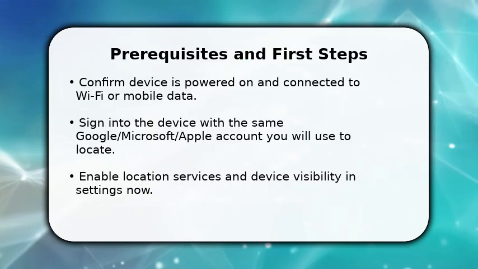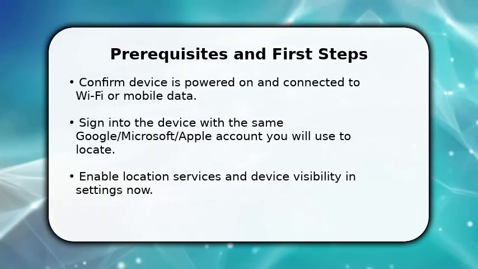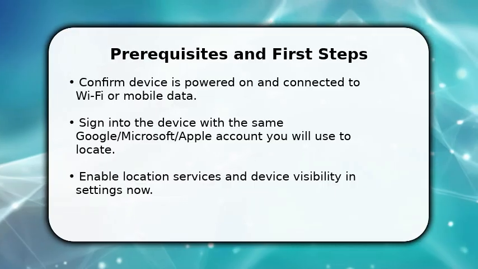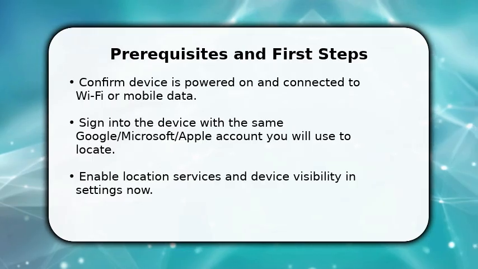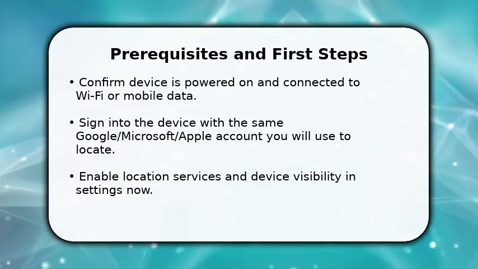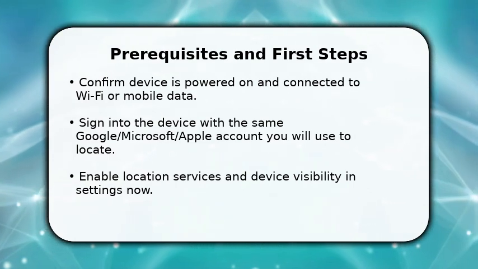Next, sign into the same account you'll use to find the device, Google, Apple, or Microsoft, because the service links to that account. Once done, enable location services and device visibility in settings so the system can report a position immediately. This is the step that allows tracking to work.